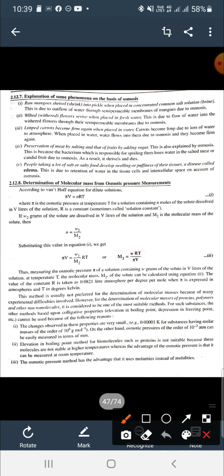Explanation of some phenomena on the basis of osmosis: these are some phenomena we will discuss in the next lecture.